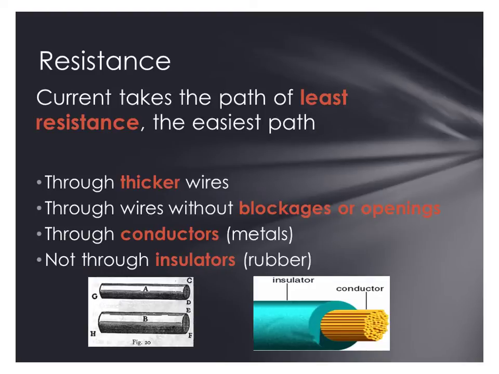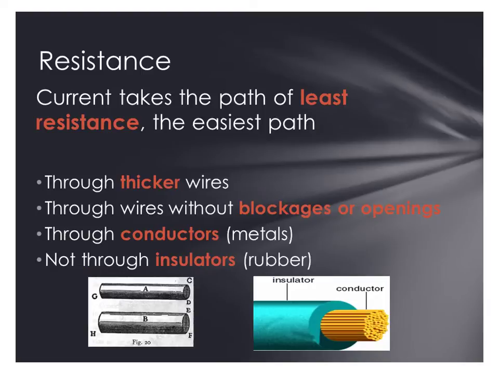Several examples of the path of least resistance include going through thicker wires. If it had the choice of going through a thicker or thinner wire, it's going to go through the one that has more room to travel. They also go through wires that don't have blockages or openings, because if there's an opening in a wire, or if the wire is cut in some way, the electricity can't just hop from one end to another. It has to have a connection, because air in between acts as an insulator and it blocks the flow.